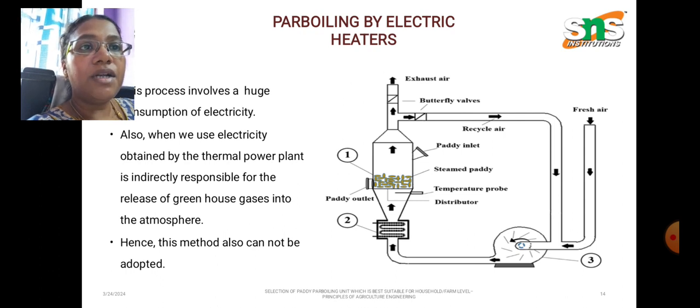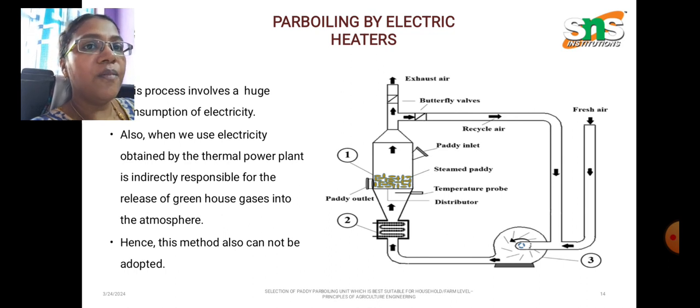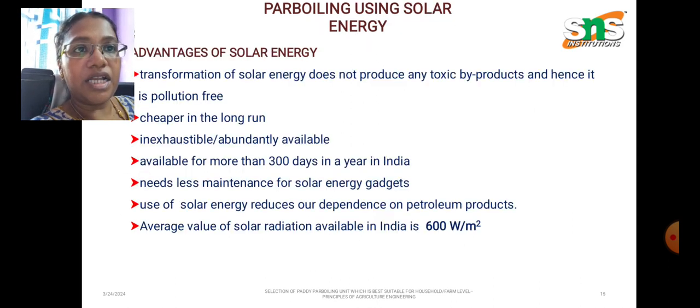Next, they adopted parboiling by electric heaters. This involves a high use of electricity. In this picture you can see a parboiling unit with the help of electric heaters. Also, the electricity obtained from thermal power plants is indirectly responsible for the release of greenhouse gases into the atmosphere. So this method also has a few disadvantages.